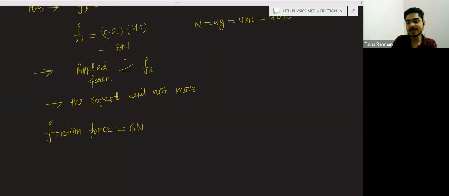And what is the acceleration? As the body is not moving, it is at rest, so acceleration is equal to 0.